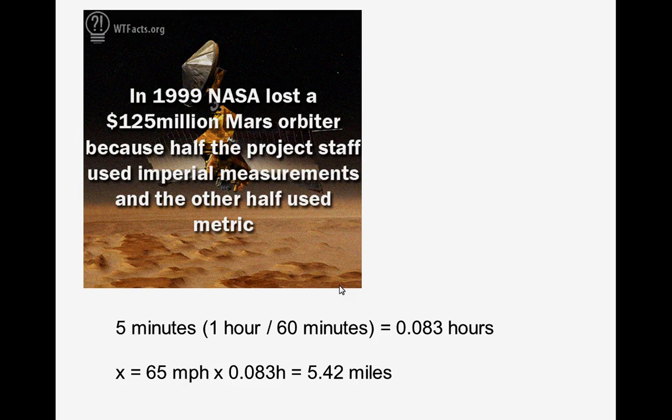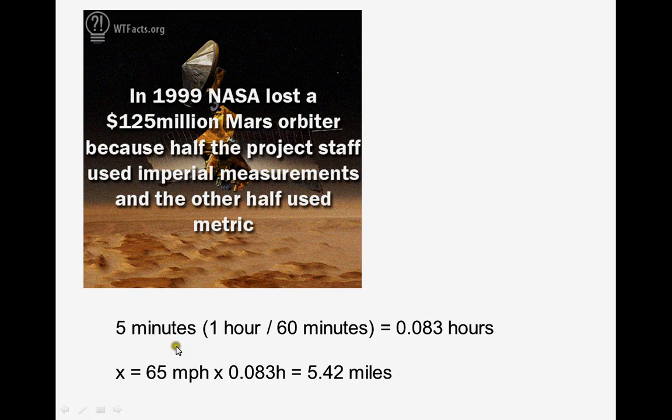So I remember when this happened. Maybe you weren't born yet. In 1999, NASA lost a $125 million Mars orbiter because half the project staff used imperial measurements, that's what they would use in Great Britain, and the other half used metric measurements. And the programming on the orbiter wasn't in agreement, and it sent it to the wrong orbit trajectory, and we lost it, which is tragic, but illustrates a point here that we have to make our units agree, or else we're not going to get any information that makes sense.